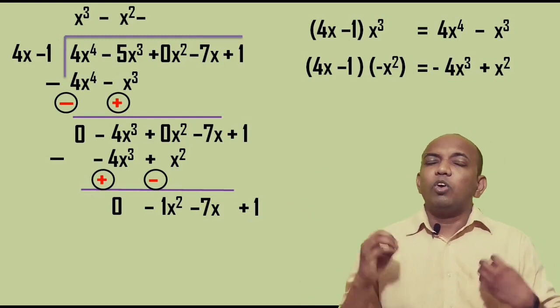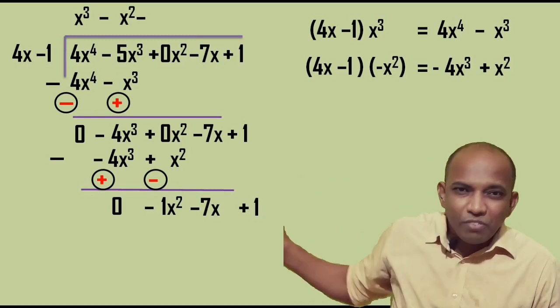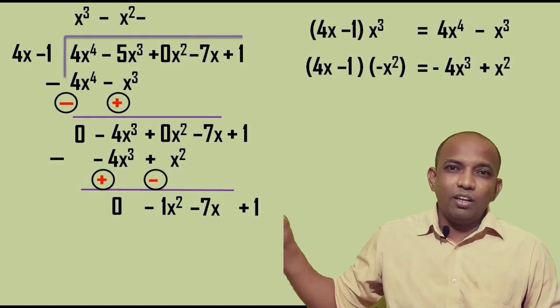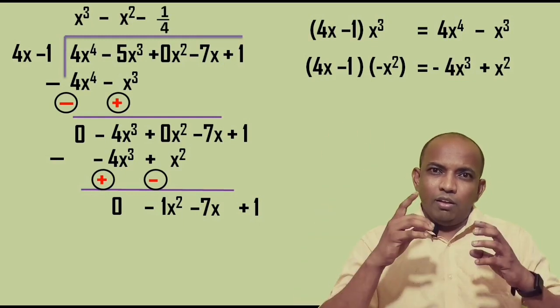So at this point, what we are going to do, we just have to write in fraction form. That coefficient of the term, that is 1, will be divided by 4. That makes it 1 upon 4.